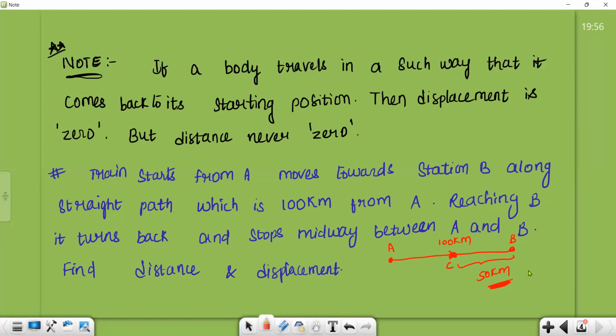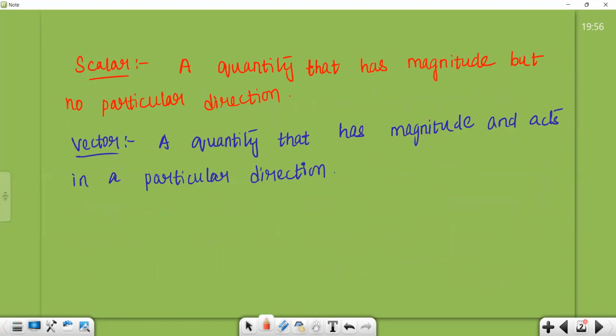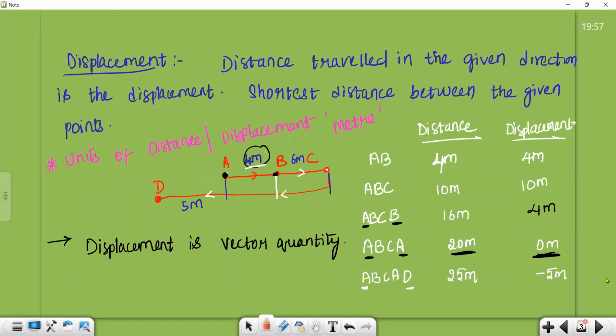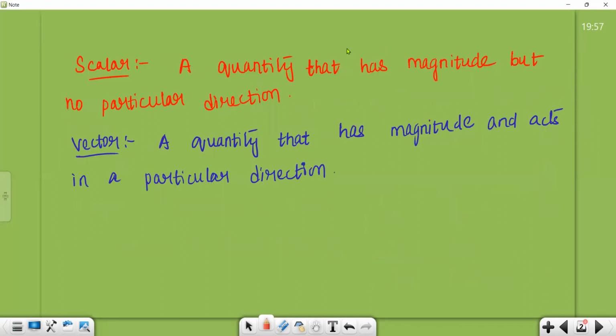Okay, so displacement is 50 kilometers and distance is 150 kilometers in total. I think everybody is clear with the definitions. What is distance? Distance means you have to consider the total path traveled by a body. In displacement, for the initial and final position, what is the shortest path? Then any other questions? You can ask me, students.